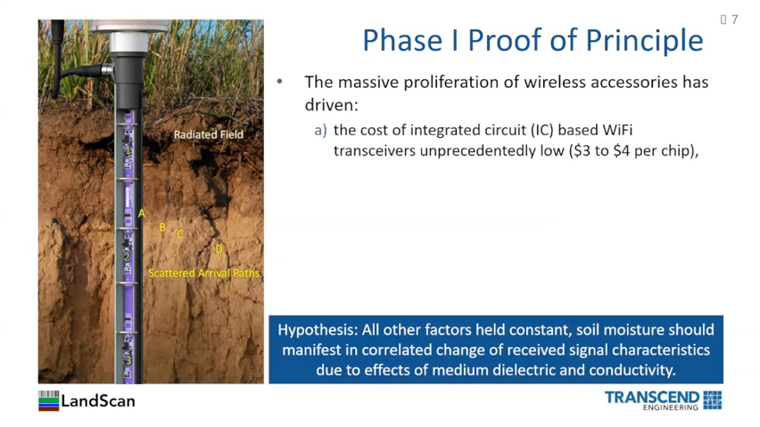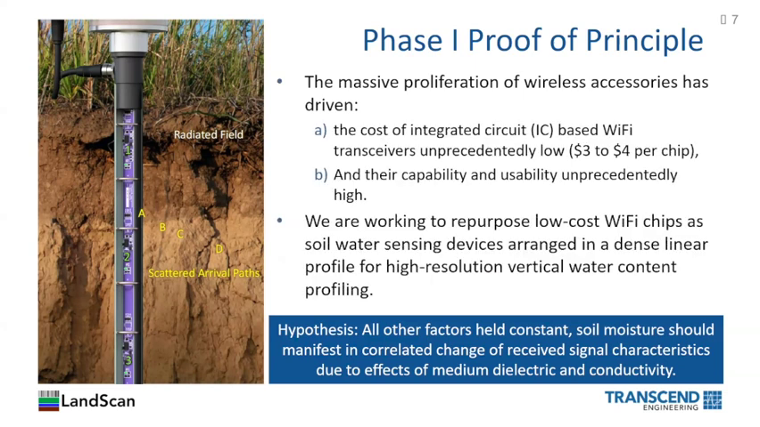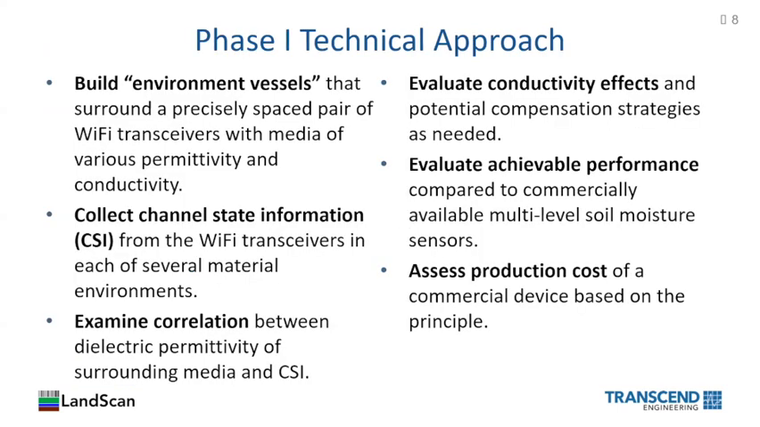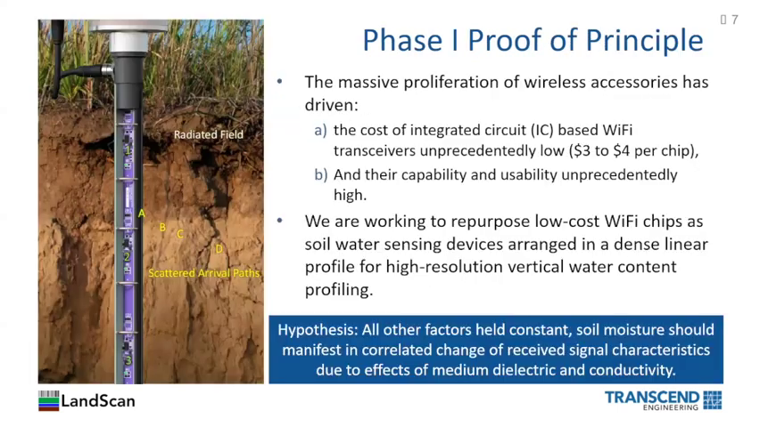Okay, so I've already talked about this. Cost is low, capability, usability are unprecedentedly high. All that information is exposed in the software interface on that ARM processor, right? So the idea here is, my radiated field went away. So this is not drawing correctly, but we have a transceiver chip radiating a field here, and some of that is going through the soil. So a lot of it's direct, and it's being picked up by another chip.